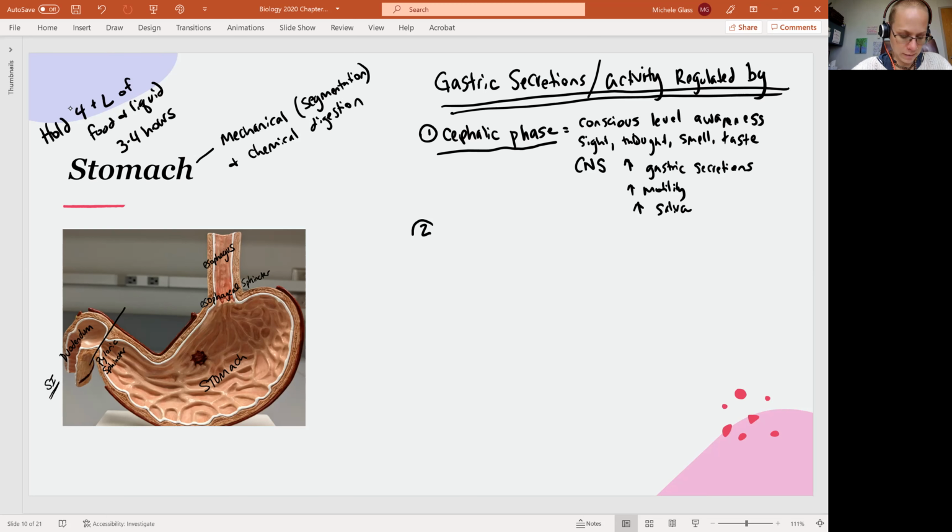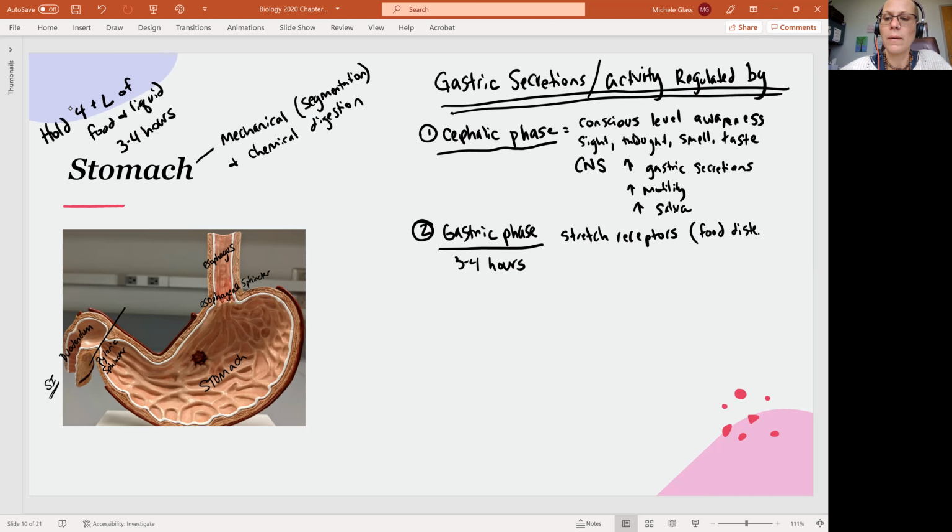The second phase is described as the gastric phase. And this phase can last 3 to 4 hours. Again, this is depending on how much and the type of food that you've eaten. And this is triggered by stretch receptors in the actual stomach. So food has distended the stomach or stretched the stomach.